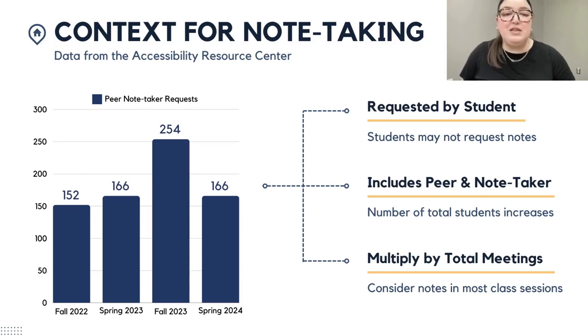And the third thing we want to consider is how this number multiplies by the number of class meetings that take place. Note taking isn't typically a one-time thing. We know that notes may not be taken in every single class session if there's an exam, a project presentation, or something else going on. But the majority of classes are going to require notes. Therefore, when we think about these numbers, we want to make sure that we're focusing on the fact that this is the number of students requesting a peer note taker, though the number is much larger when we consider how it's implemented in the classroom.